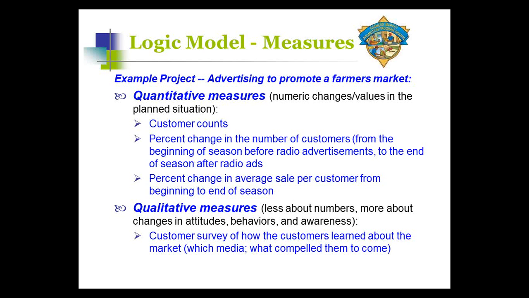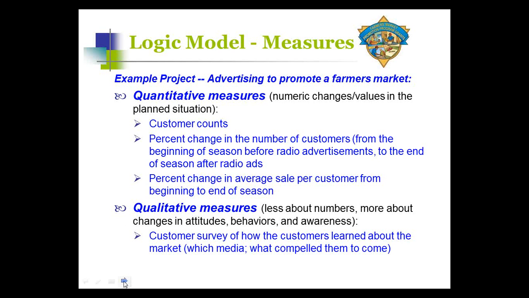Performance measures. Performance measures provide a summary of indicators that answer the question whether the project is achieving or has achieved its objectives. They could be quantitative, such as numeric information, such as how many farmers are available to be trained, or how many radio advertisements are being implemented. Qualitative changes are less about numbers but are more about changes in attitudes, behaviors, and awareness.